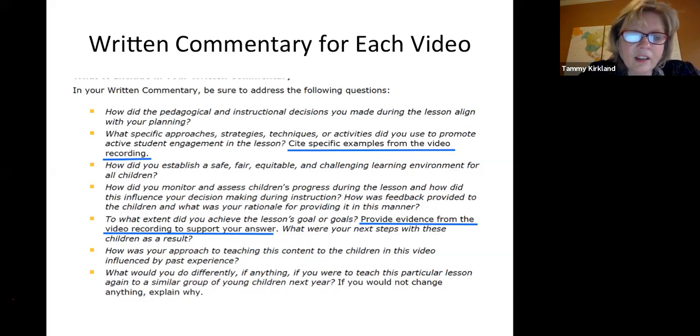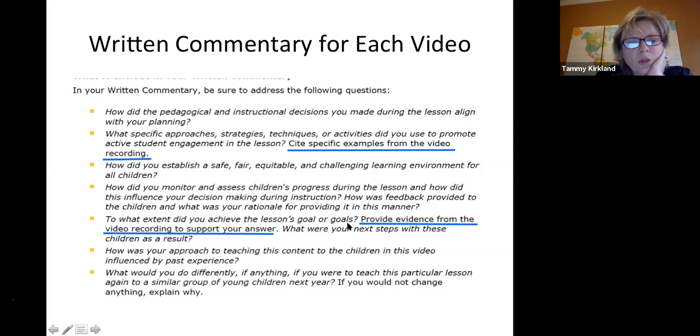Think about it kind of like a formal evaluation. If you know your administrator is coming to evaluate you, you know what his rubric looks like. It's available on the MDE website. So just as you prepare for that lesson, you want to prepare for this lesson as well.